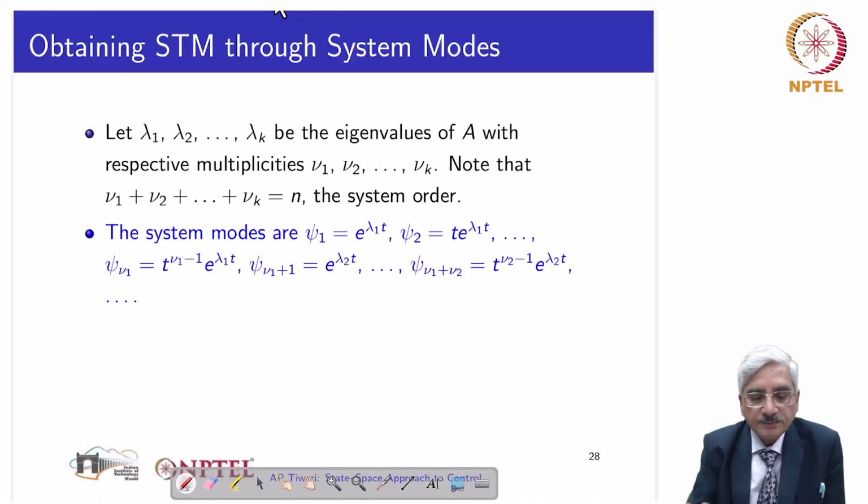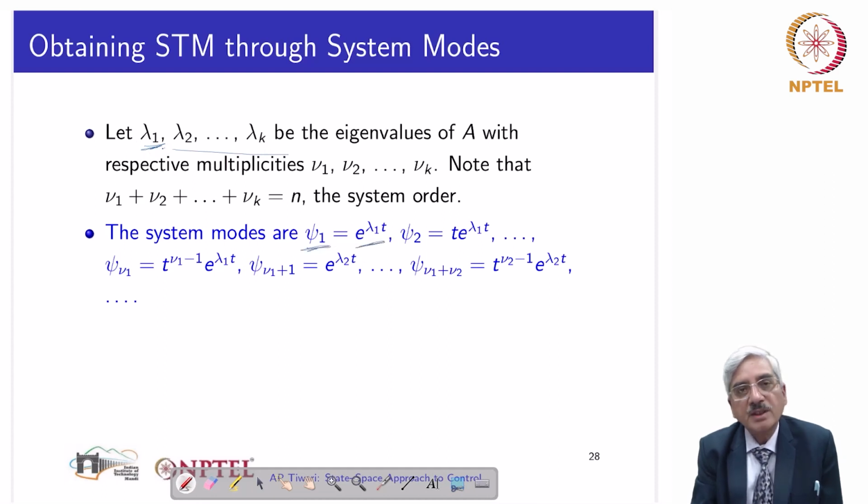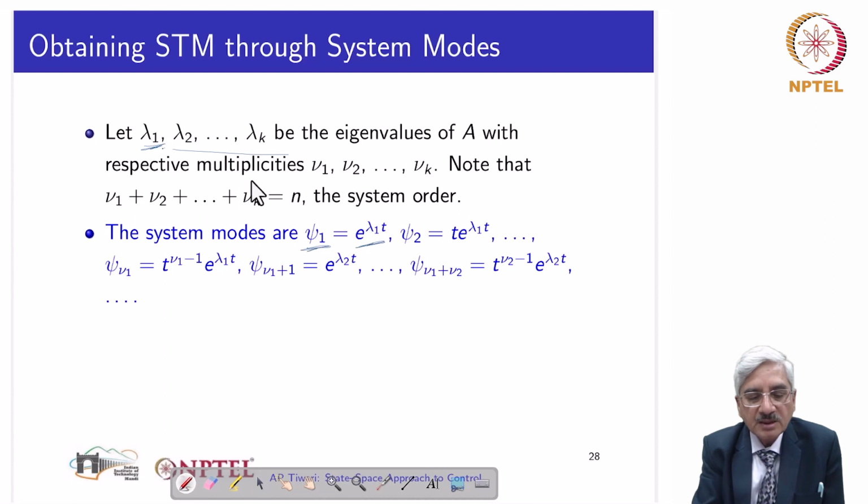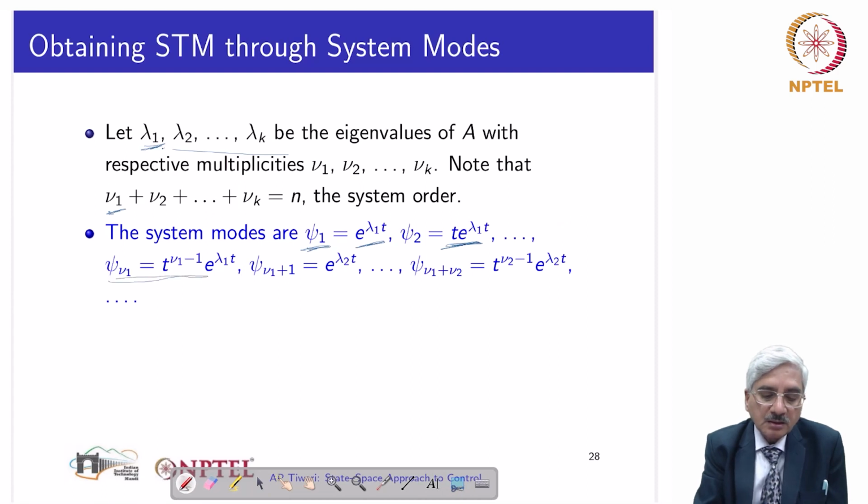So the modes are, if the eigenvalues are lambda 1 etc., then the first mode psi 1 is e power lambda 1 t, and because lambda 1 is repeated nu 1 times, there are other modes associated with the eigenvalue lambda 1. The other ones are t e power lambda 1 t, t square e power lambda 1 t, and so on. The nu 1th mode is t power nu 1 minus 1 e power lambda 1 t.